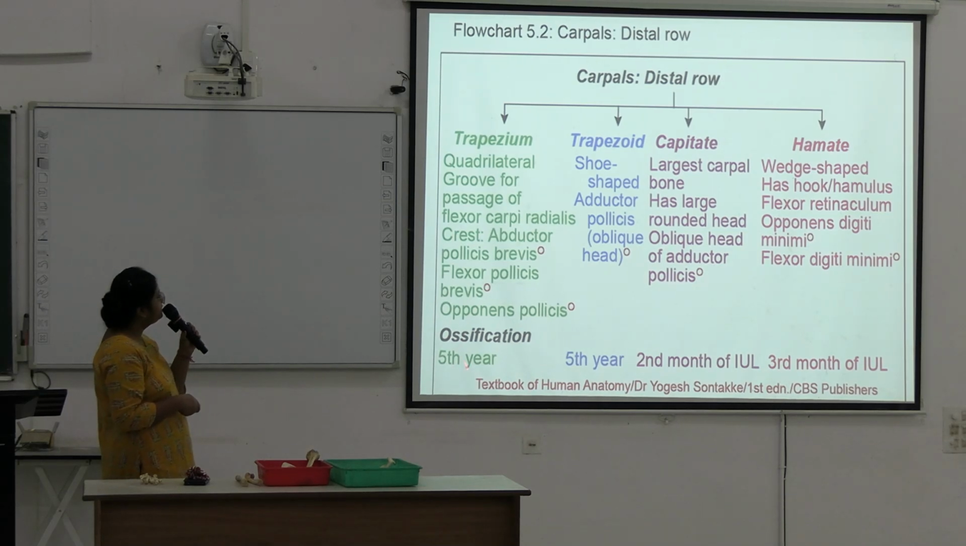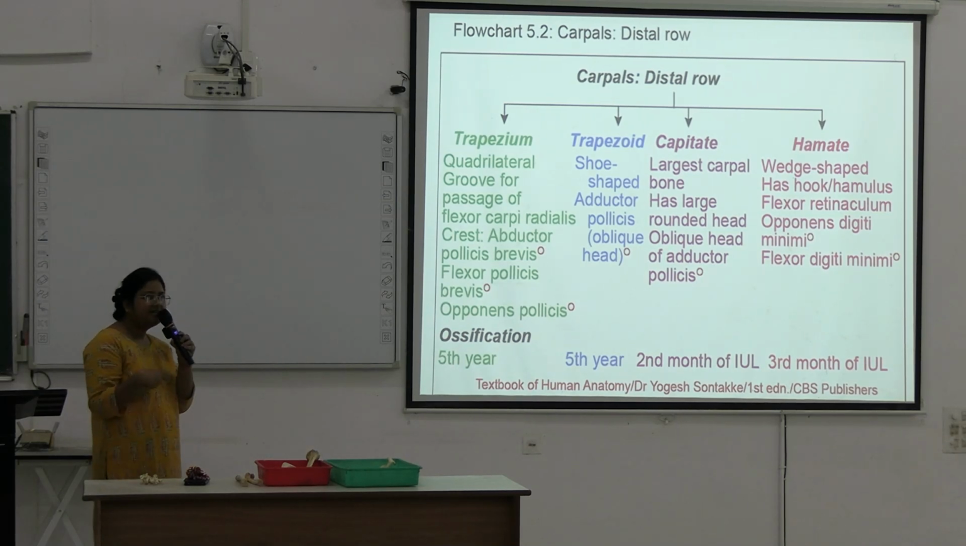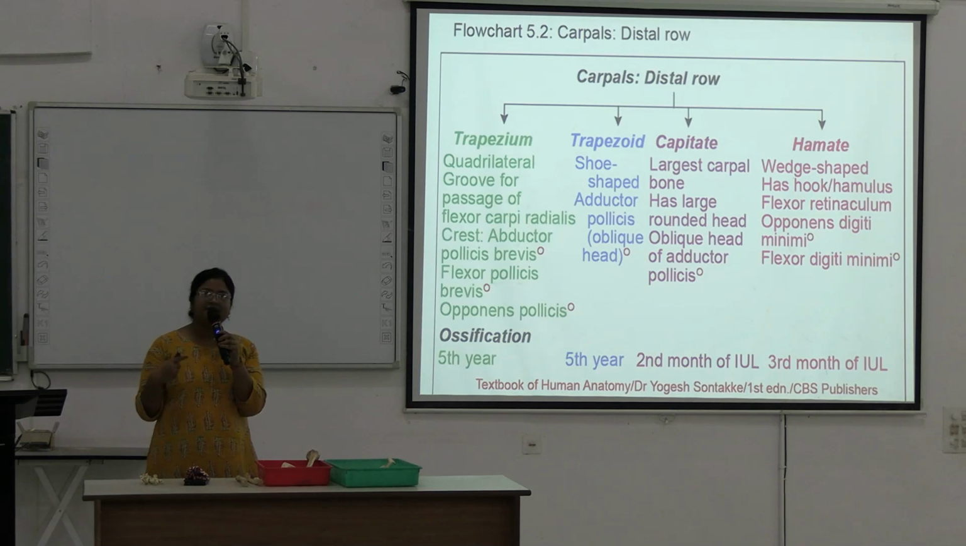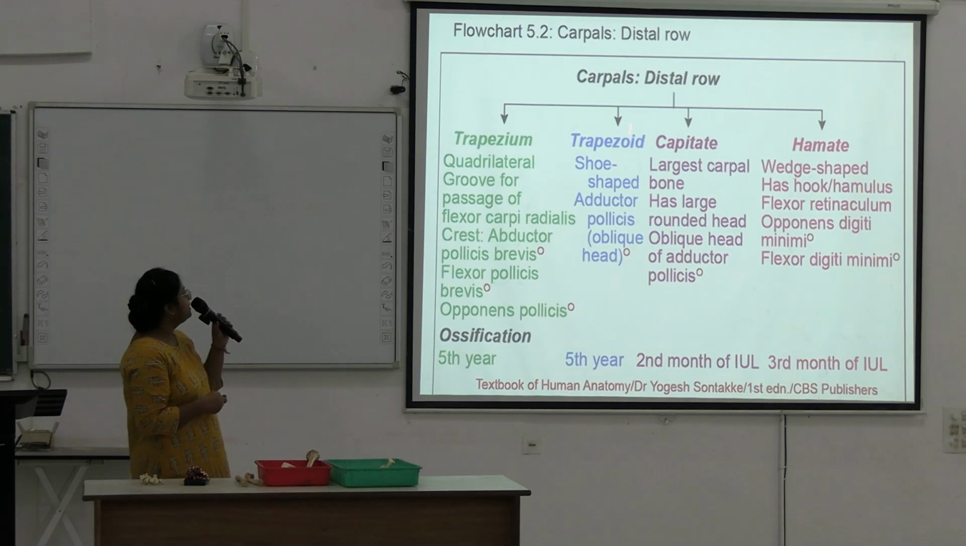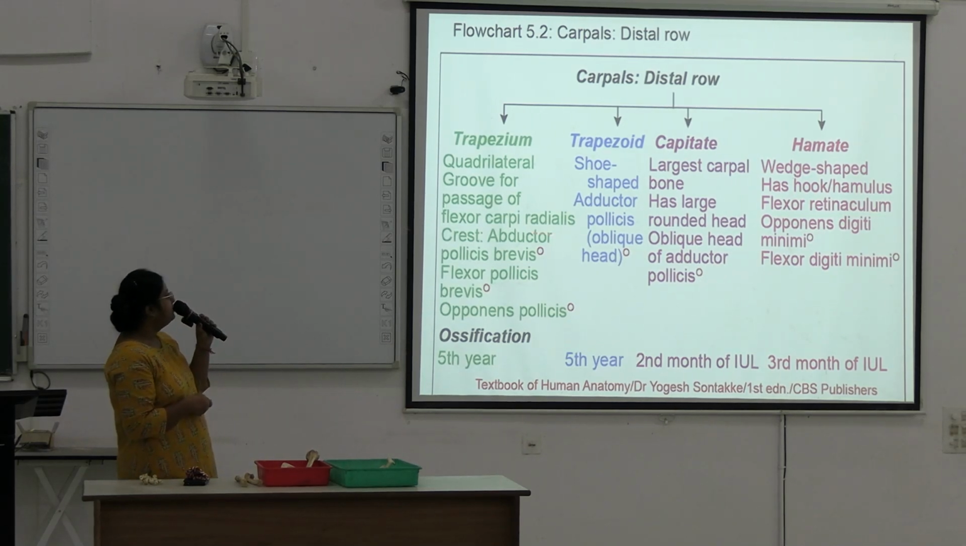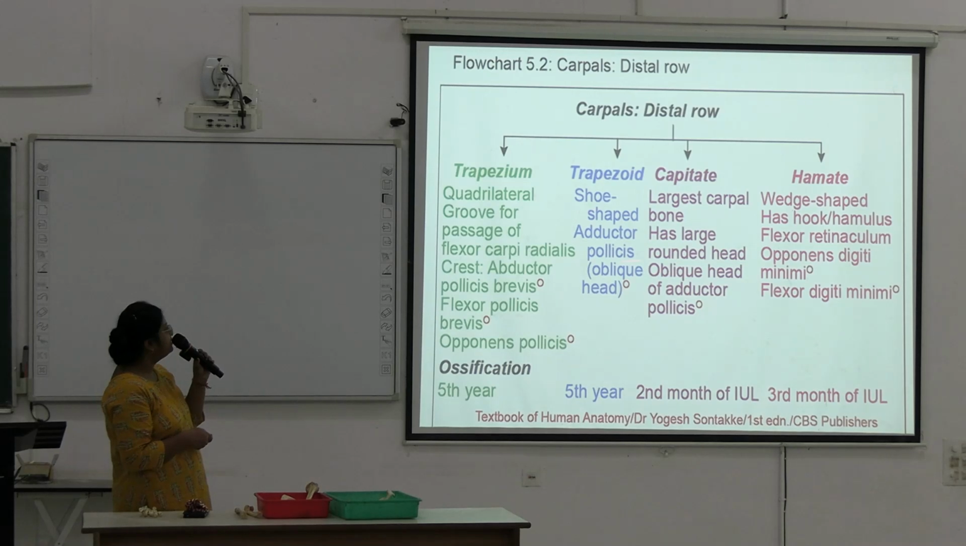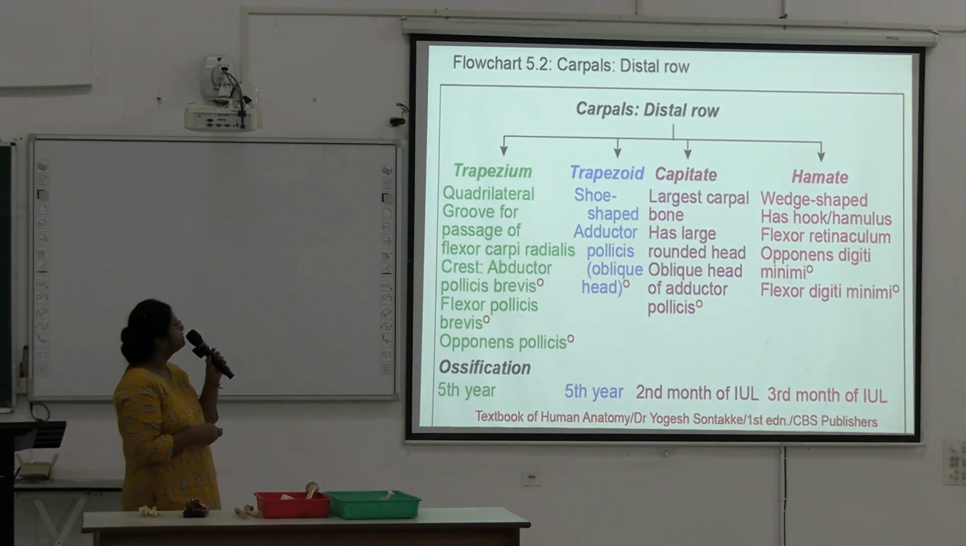Ossification occurs at the 5th year. We will discuss the ossification. Ossification of carpal bones is very, very important. Okay. Trapezoid is shoe-shaped and it gives origin to the oblique head of adductor pollicis.